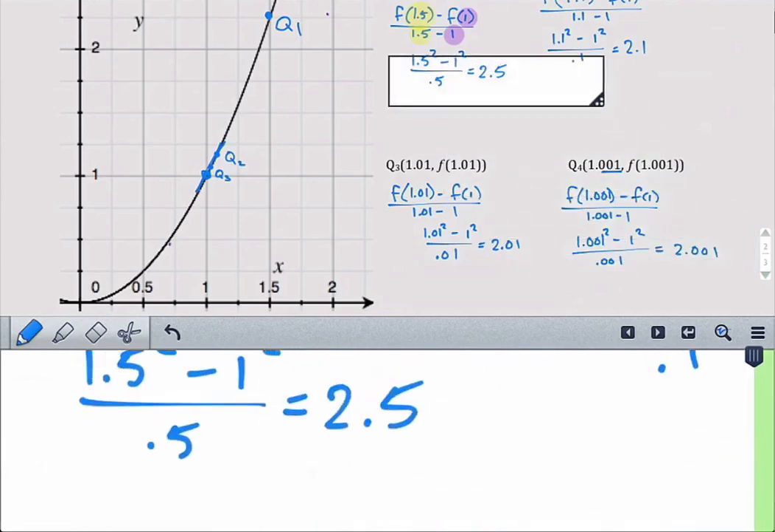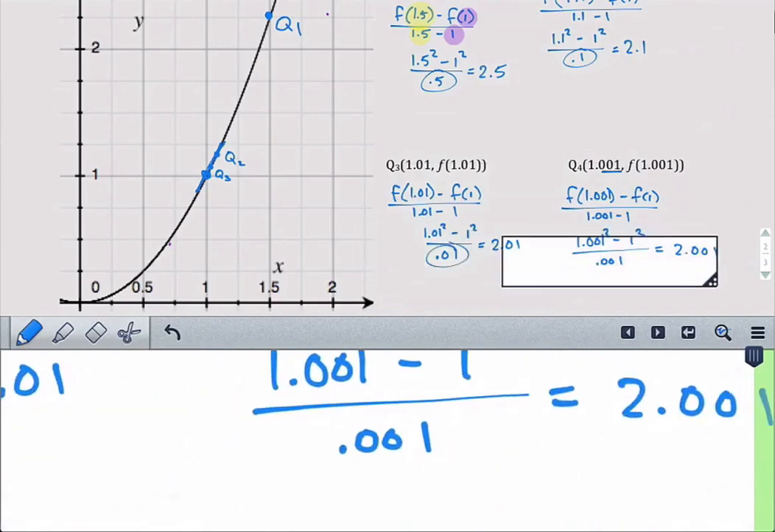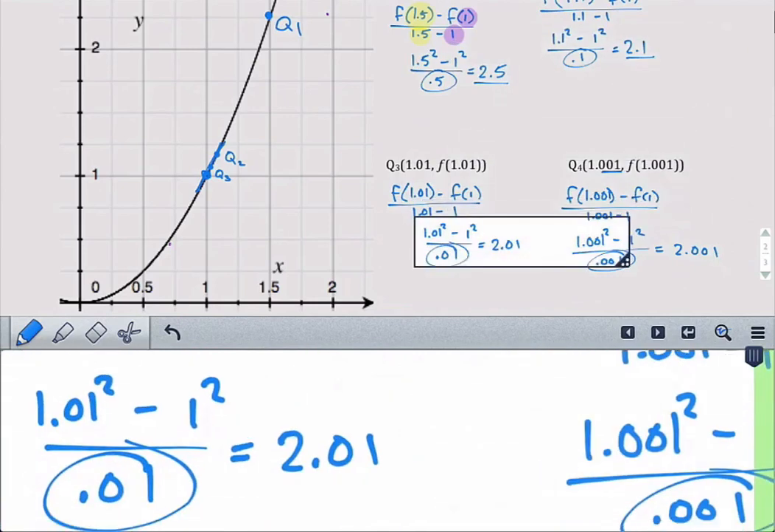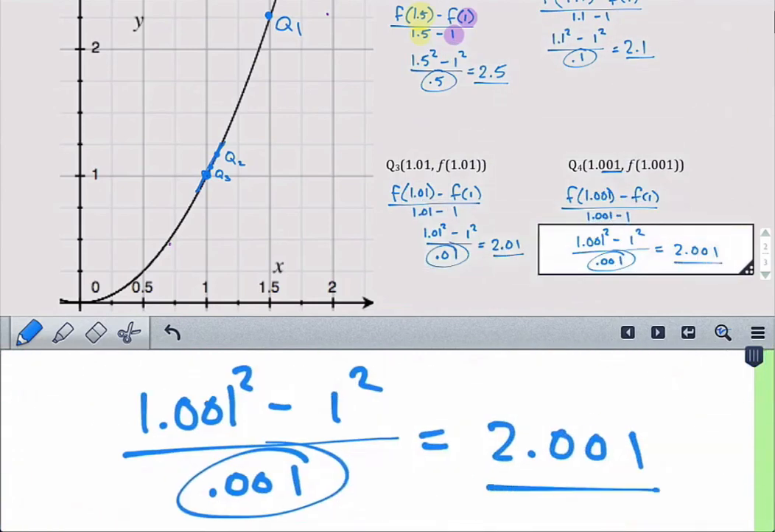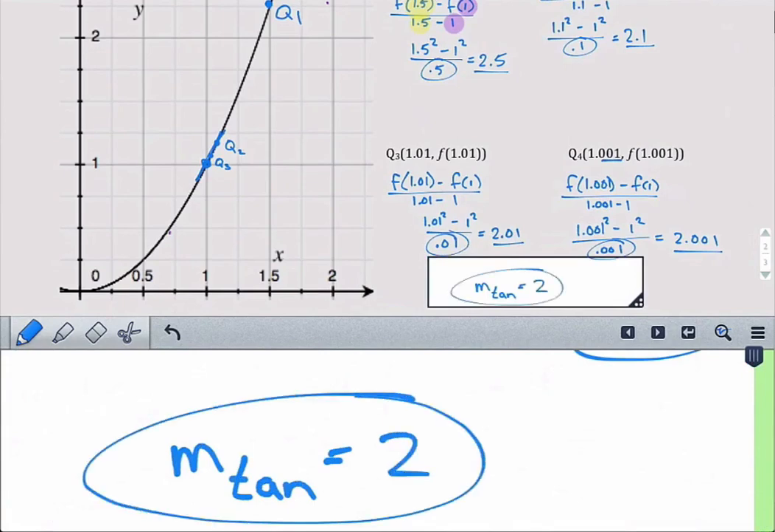So as Δx approaches 0, and notice that Δx here is getting closer to 0, our approximation is getting better for the actual slope of the tangent line. What do you think the actual slope of that tangent line is? Well, it looks like the slope of the tangent is going to equal 2, based on our approximations. All right, so that is the basics of differential calculus.